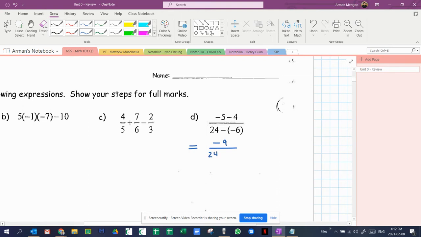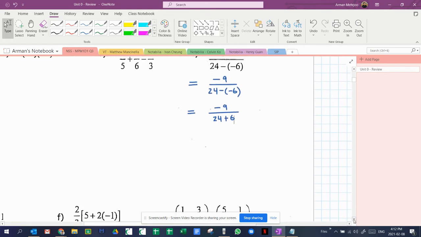Everything else stays the same. Do one step per line. It's really important. Don't go doing multiple steps. In my next step, I'm now going to look at my denominator down here. And 24 minus -6 is the same thing as 24 plus 6, because remember, a negative and a negative makes a positive.